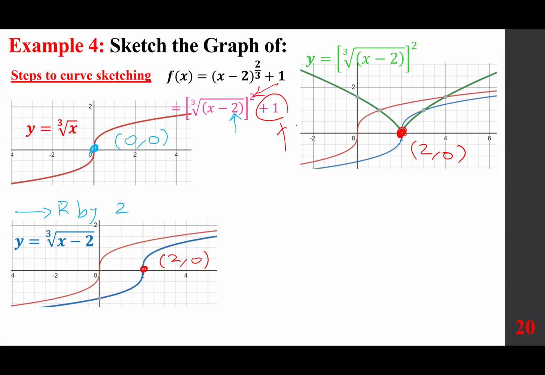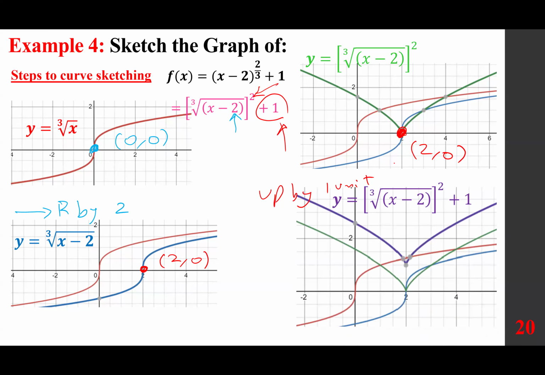Finally, move up by 1 unit. Something goes up by 1 unit. When it goes up, this has coordinates (2, 1). So it's very straightforward. I hope it's clear to everybody. So this was graphing it using prior knowledge of mathematics. Very simple.